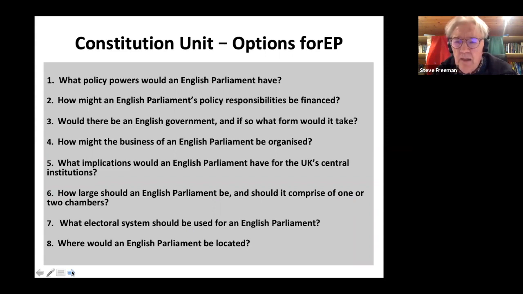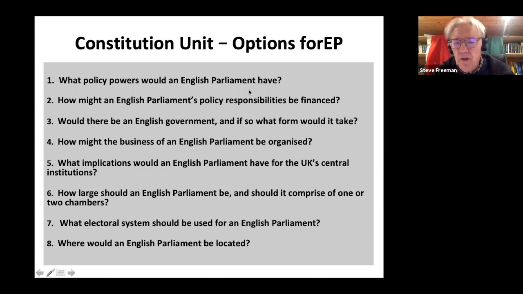I wrote quite a paper that I could send around if anyone's interested, called Options for an English Parliament. They did a whole survey. This is the Constitution Unit from one of the universities, I'm not sure which. They did it with the Nuffield Foundation. They did a whole report on the English Parliament, and so they started asking all these questions.